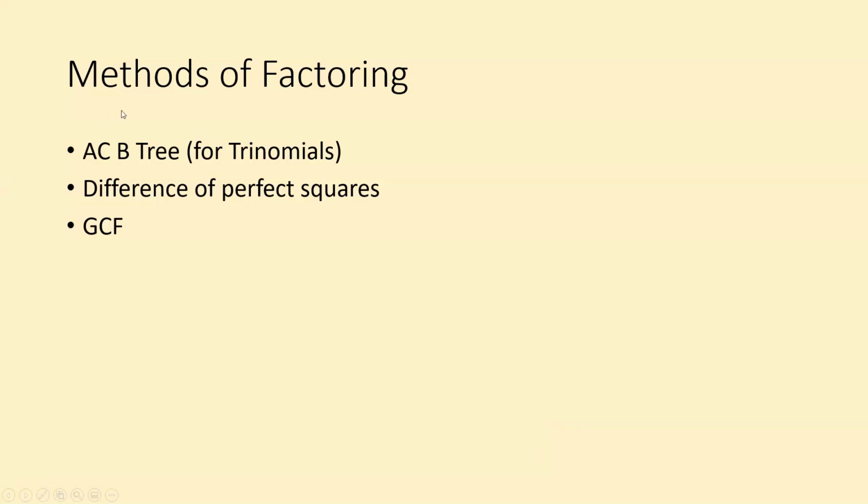One thing you need to remember for this lesson is your methods of factoring. You have your ACB tree for trinomials, difference of perfect squares for binomials, when you have two perfect squares that are being subtracted, and then GCF. Always look out for your GCFs when you're factoring, and we'll have lots of examples like these in the problems we're about to go over. But just make sure you remember these three types of factoring.